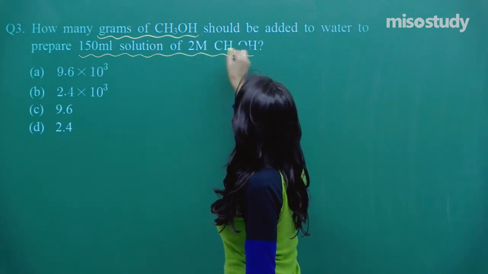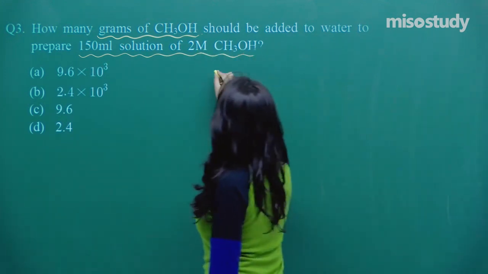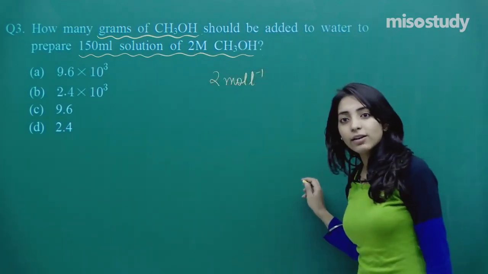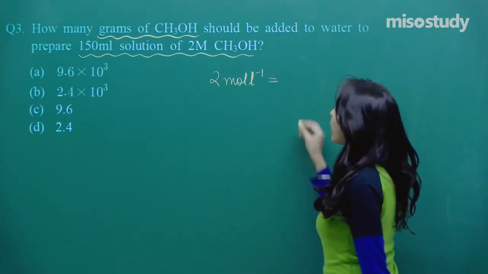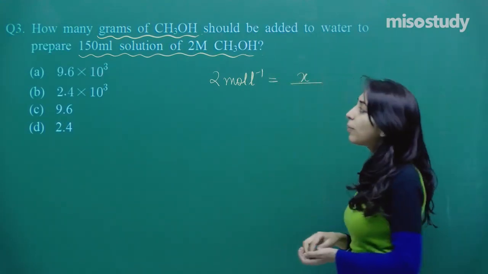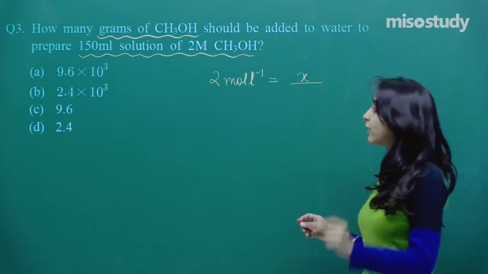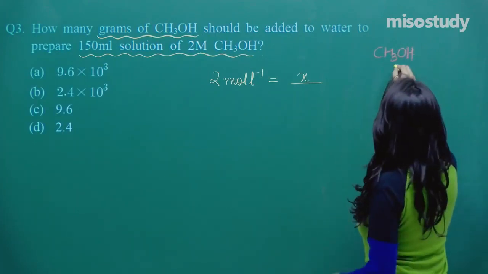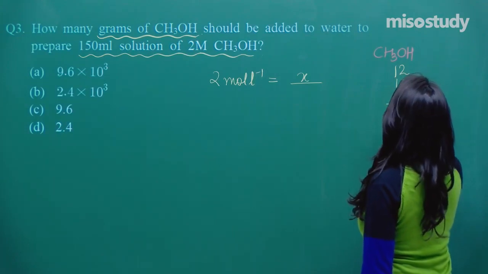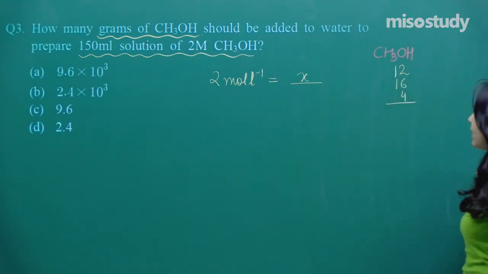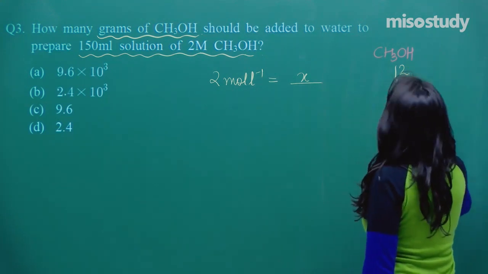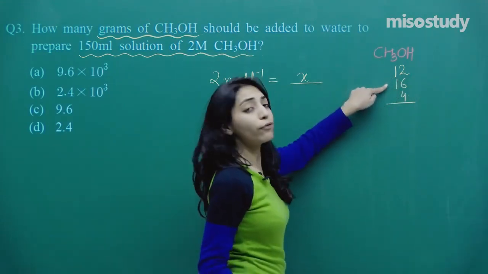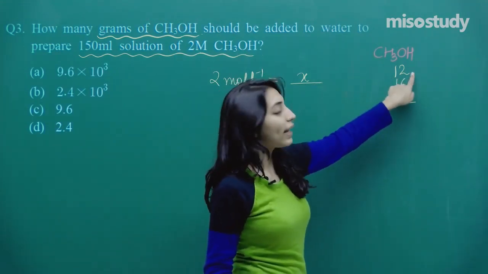See guys, it is 2 molar methanol solution. So what should I write? 2 moles per liter, right, is equal to the given mass, I don't know, X, divided by the molar mass of methanol. So guys, see, methanol is CH3OH, making it a total of 12 plus 16 plus 4. It should be coming out to be 32 grams per mole. You can see 12 for carbon, 16 for oxygen and 4 for hydrogen.